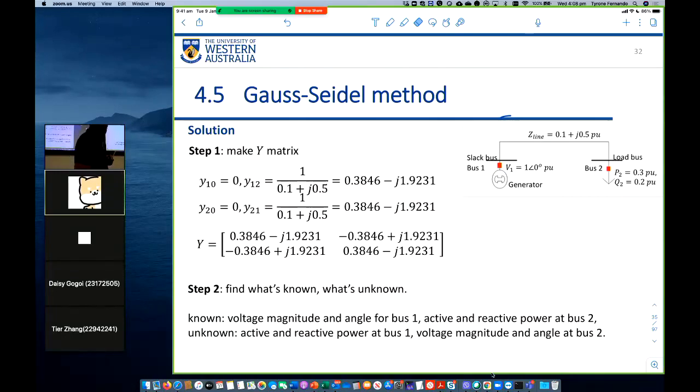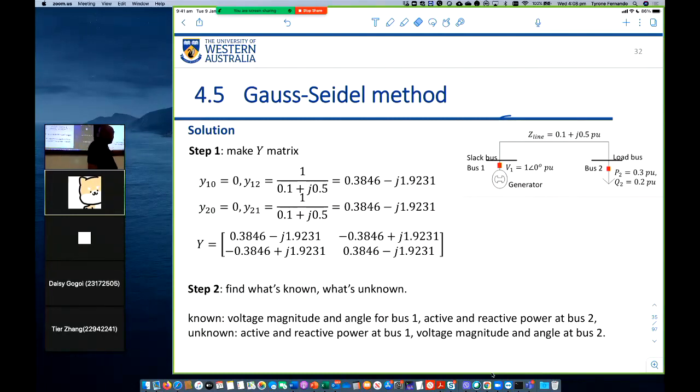So y12 we know, y21 is the same number, right? It's the same line we are looking at. y20 is 0, there is nothing connecting bus 2 to ground. So y20 is 0. And that's it.